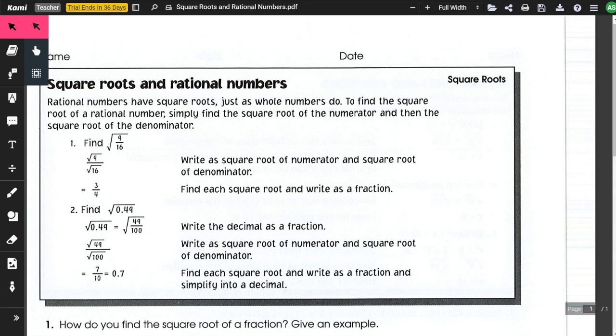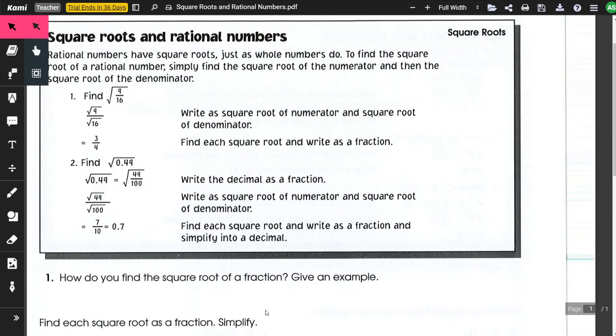This time we're going to be looking at square roots and rational numbers. So we've already dealt with square roots and we've dealt with some cube roots as well. But this time we're just going to look at square roots with fractions.